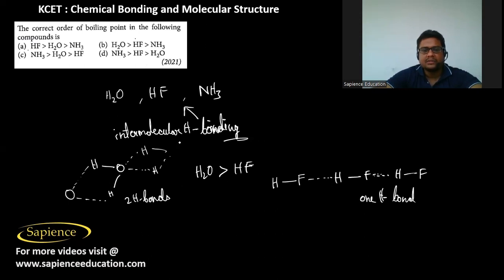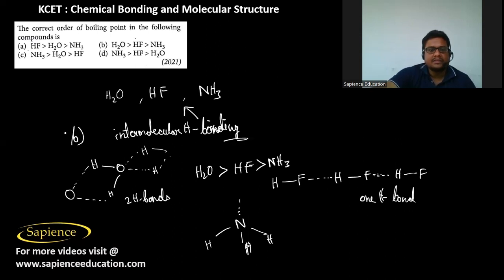So for H2O, the number of intermolecular hydrogen bonds is higher, so the boiling point of H2O will also be higher than that of HF. And in case of NH3, the electronegativity of nitrogen is lesser than fluorine. So here also the hydrogen bond which is formed is not very strong. So the boiling point of ammonia NH3 is lesser than that of HF. So option B is the correct answer.